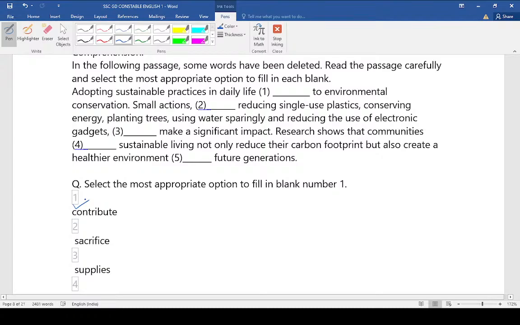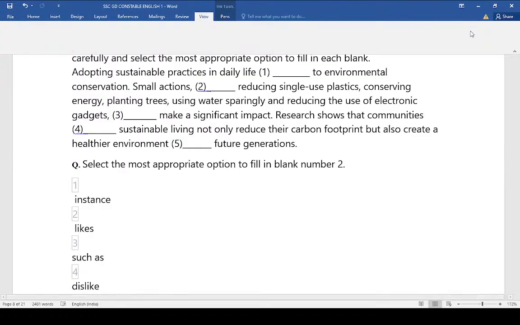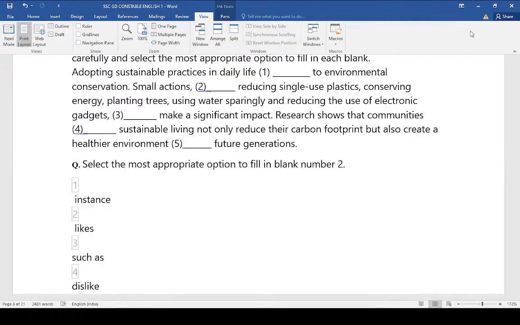When it comes to the remaining words, sacrifice is the next word. Sacrifice we already hear frequently. Sacrifice is something they are going to leave from themselves, to give up something. Supplies is nothing but providing something. The next word given is addition, meaning adding another thing.